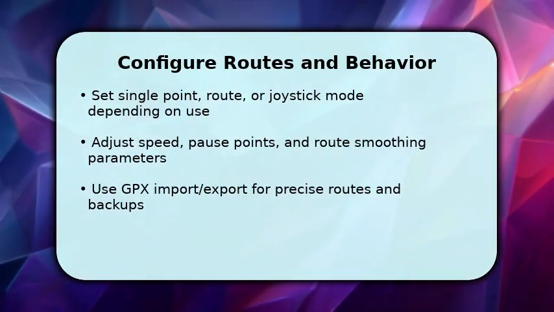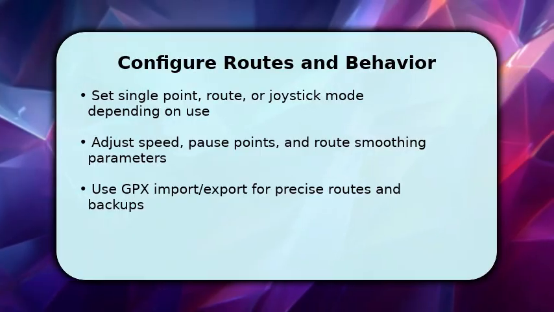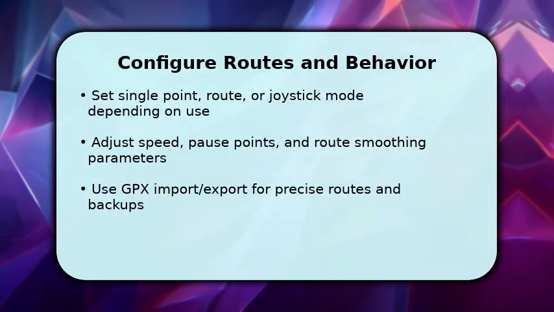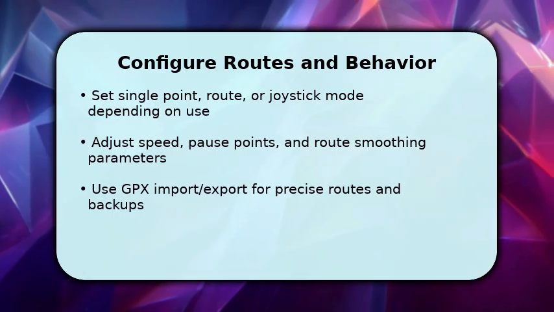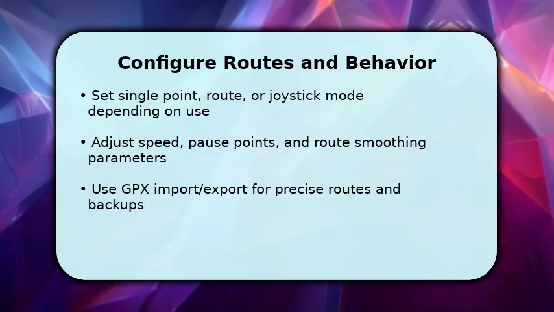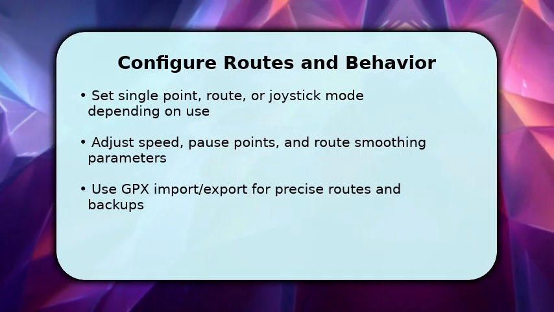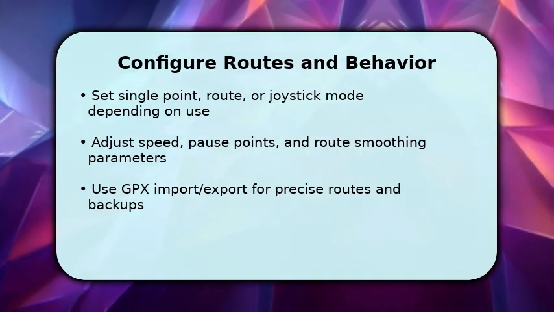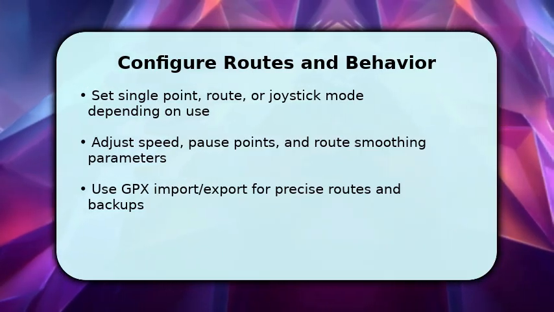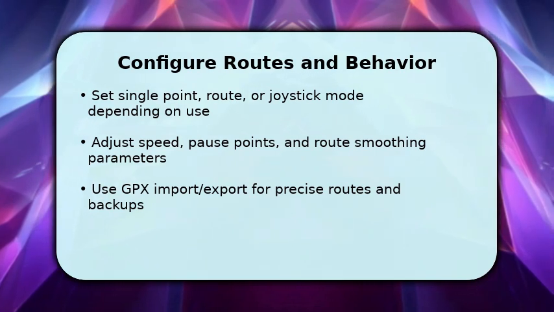Now configure how the emulator moves. Choose single point for static spoofing, route for multi-stop path, or joystick for manual control. Once selected, set speed and acceleration so apps reading location see realistic motion. Unrealistic jumps trigger detection. Make sure to enable route smoothing and random small offsets to mimic GPS noise. If you need repeatability, import or save a GPX file. This makes testing deterministic. Test for a few minutes and watch the location feed in the target app.